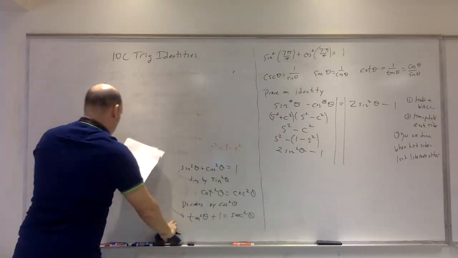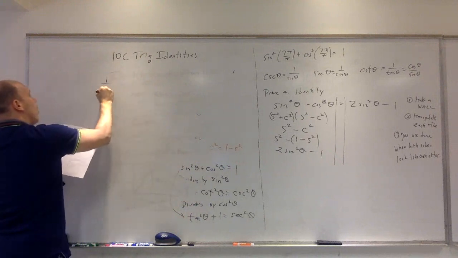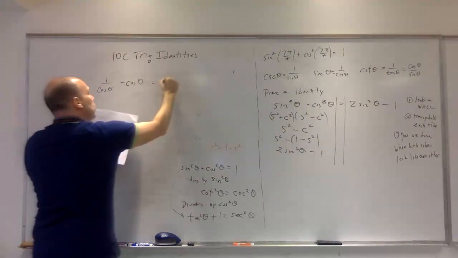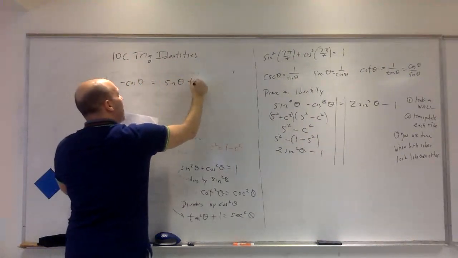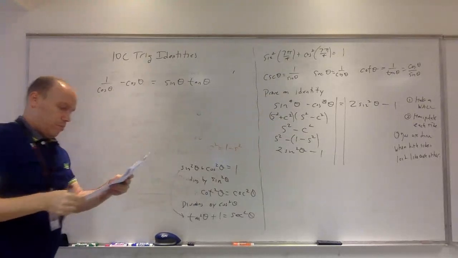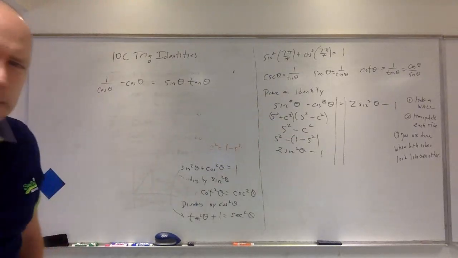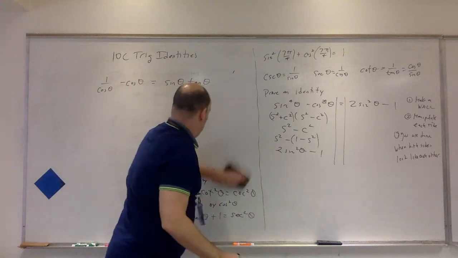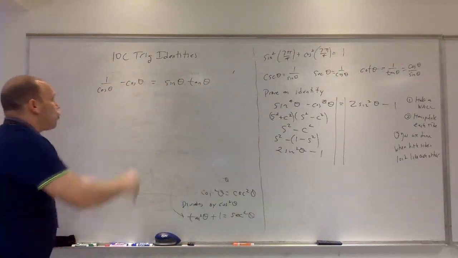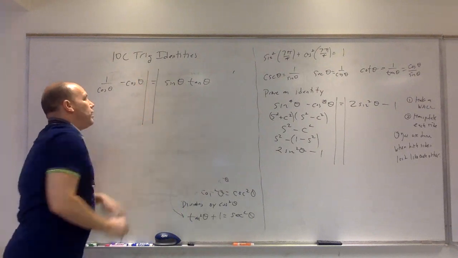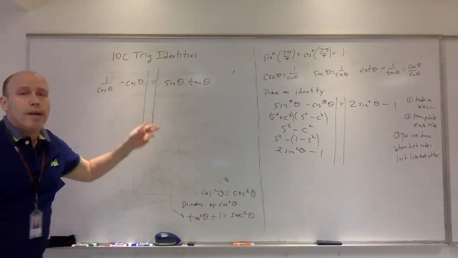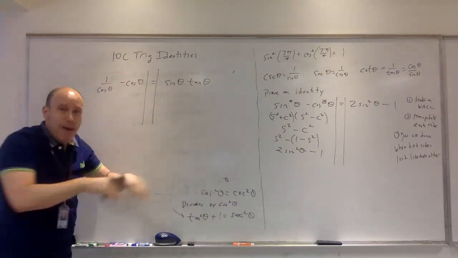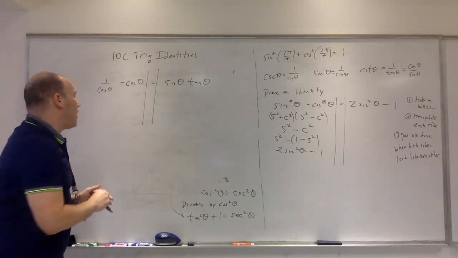Let's see. I want you to prove that 1 over cosine theta minus cosine theta is equal to sine theta times tangent theta. What do you think? That's weird. I don't know. So step one, draw the wall. Step 2, start manipulating both sides. Maybe I can't turn this into that, but if I bring them both down to something the same, then I've proven it's an identity. So let's see.